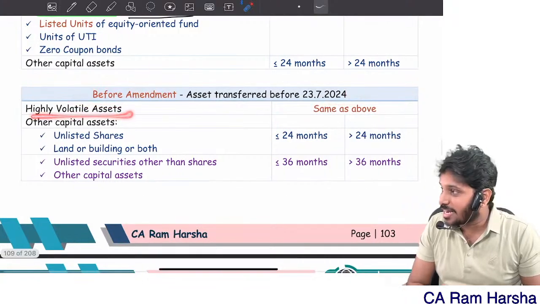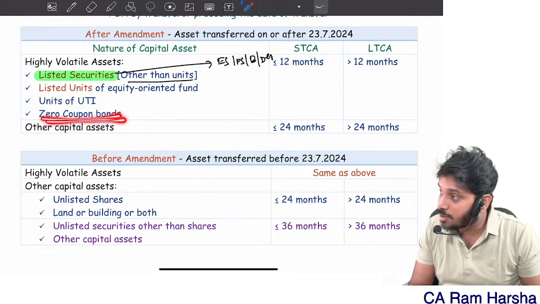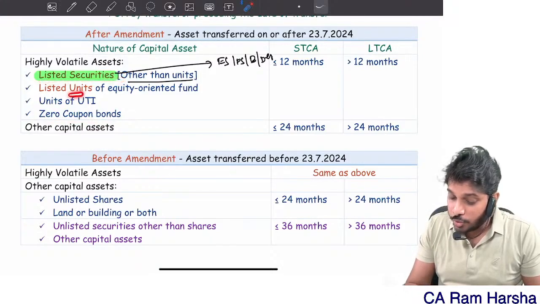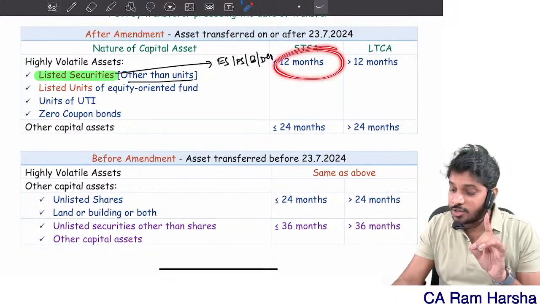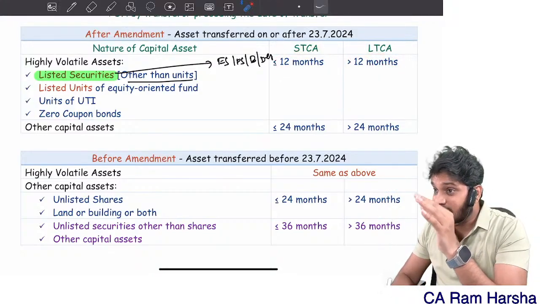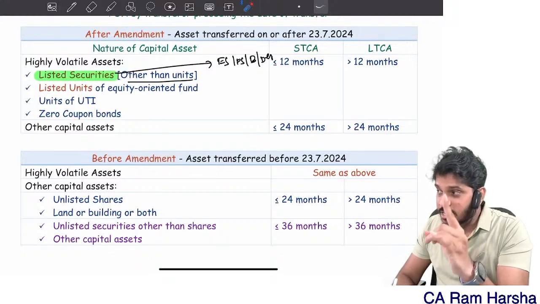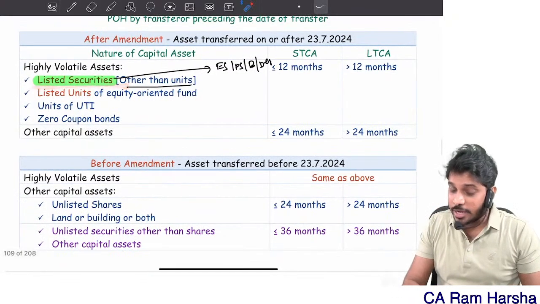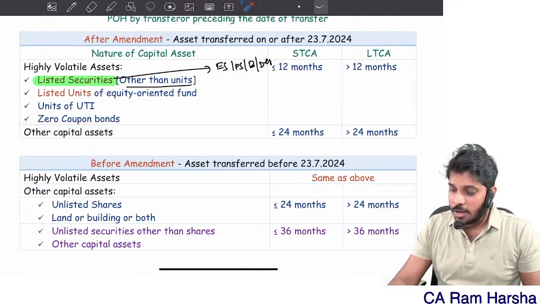For highly volatile assets. What are highly volatile assets? Listed securities, units of equity oriented funds, units of Unit Trust of India, zero coupon bonds. Remember, only equity oriented funds are covered. Debt oriented mutual funds are not covered under the 12 months category. Yes or no?